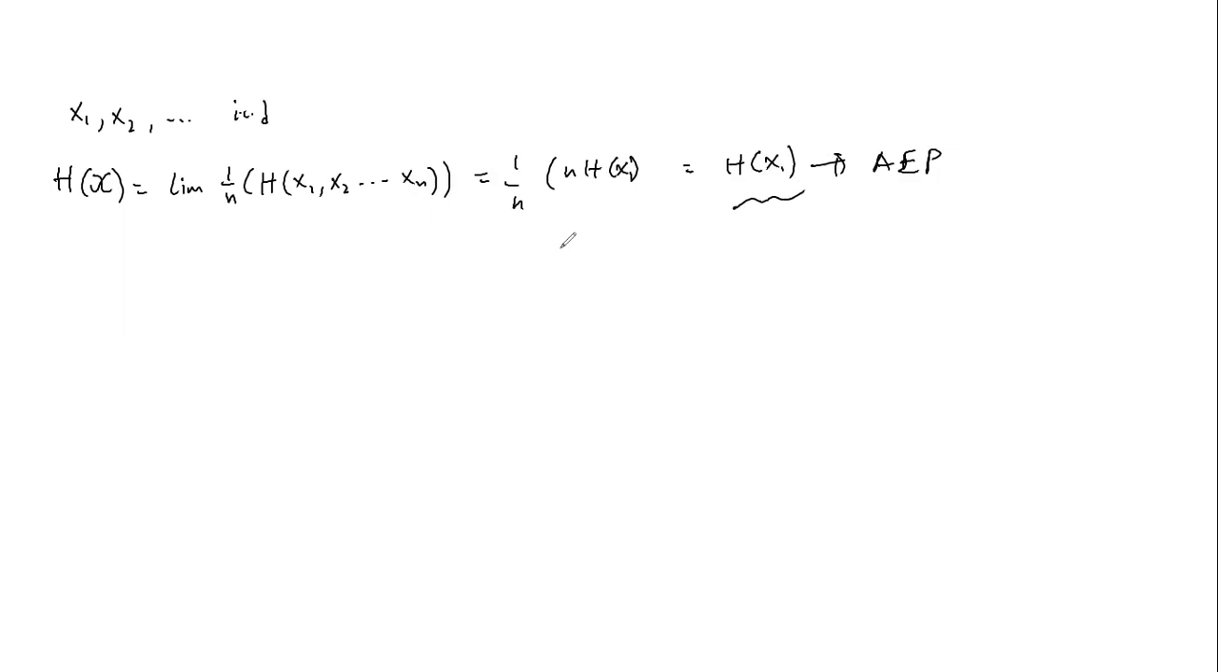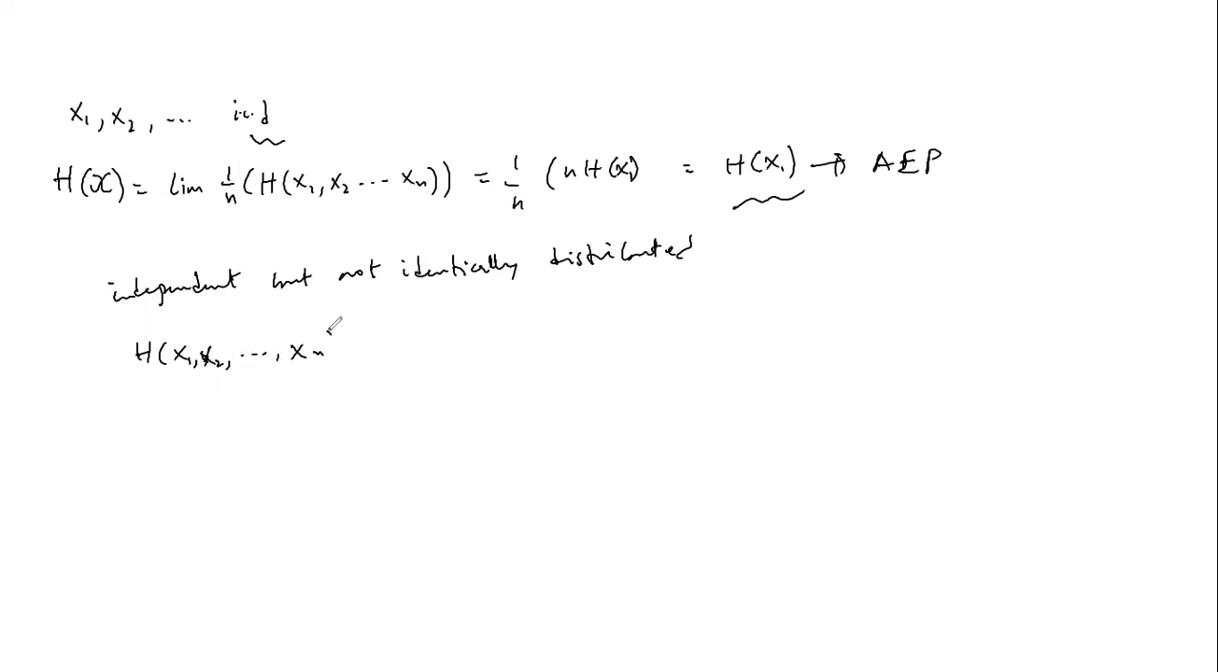Okay. What if we have a sequence of independent but not identically distributed random variables? So what happens? We have here that the joint entropy is the same as the sum of the entropies, taking on values from i equal to 1 to n. And note that these entropy values for the independent but not identically distributed random variables are not equal. Okay.